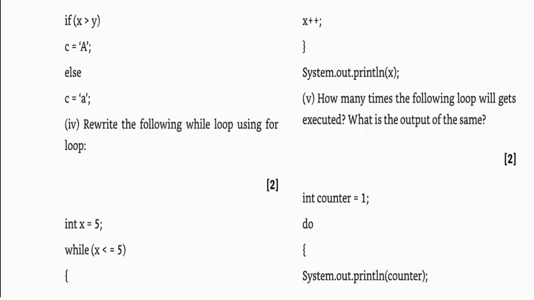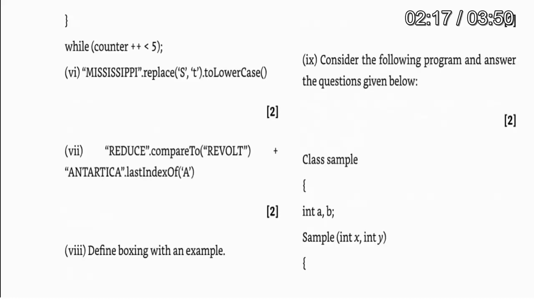How many times will the following loop execute? What is the output of the same? So int counter equals 1, do System.out.println counter. The remaining is on the next page, so let me go to the next page and see. Okay, now while counter plus plus is less than 5. Counter was 1, and for the value of 1 this statement will become 2 because of plus plus. But that is a post operator, so it will use the value and then update it. So counter will be 1.